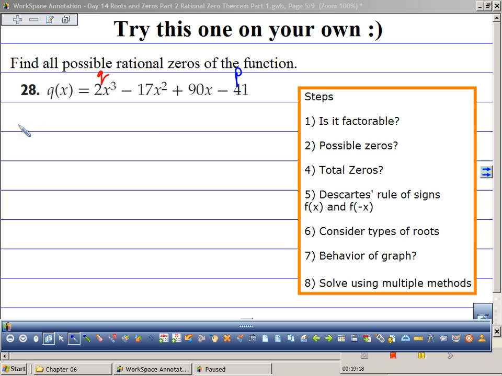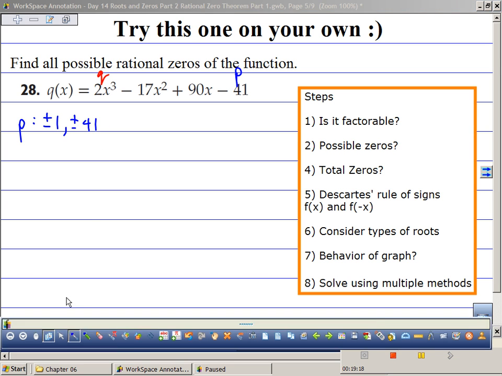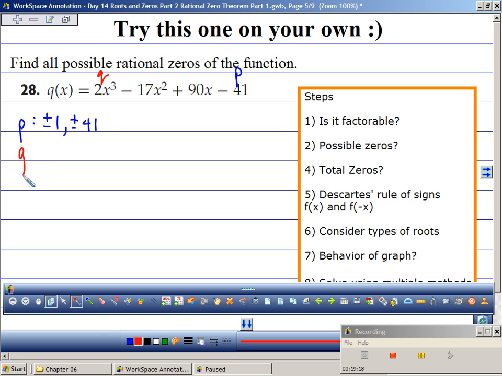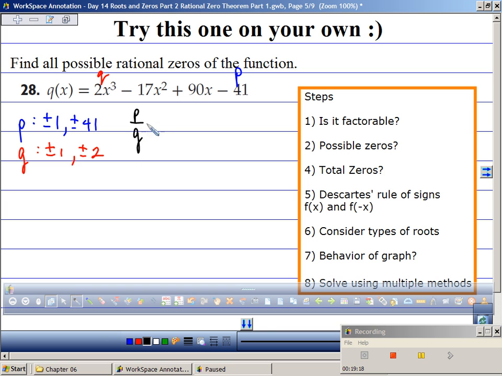Oh, this one's not too bad. So P is either going to be plus or minus 1 or plus or minus 41, and Q is plus or minus 1, plus or minus 2. So my P over Q table would be a 2 by 2. Correct? It's not bad.